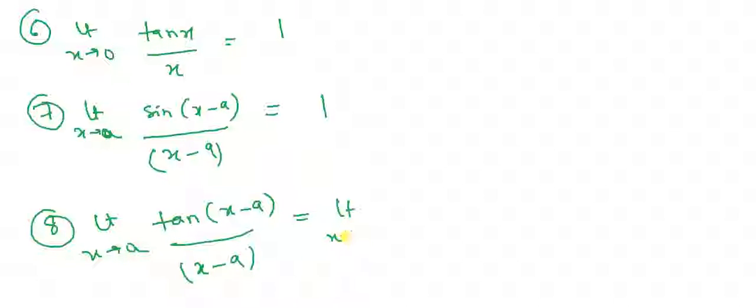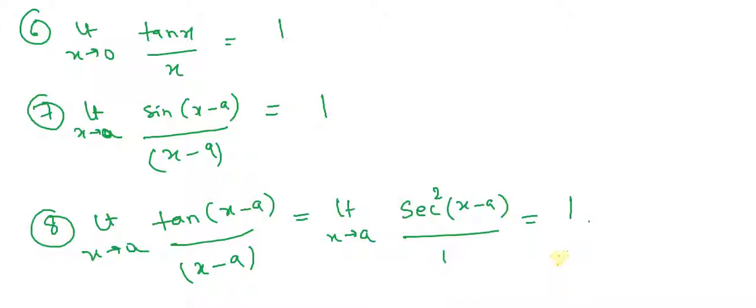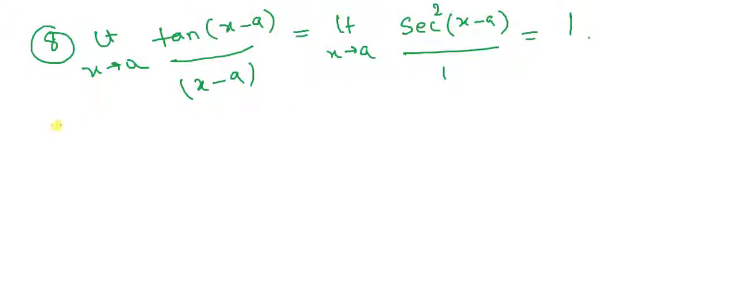Differentiation of tan x is secant square of the quantity upon 1. Put x tends to a here, that will become secant 0, and secant 0 is 1 upon cos 0, and cos 0 is sine 90, that is 1. If you know the trigonometric rules, you'll get this value to be 1.